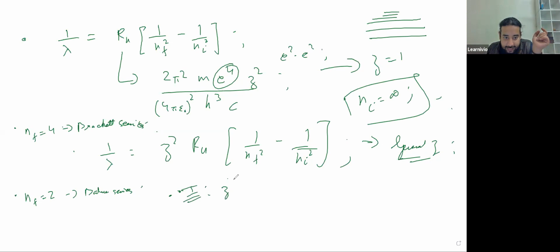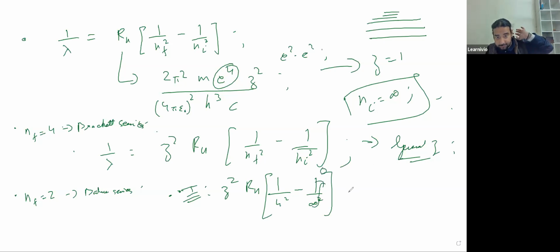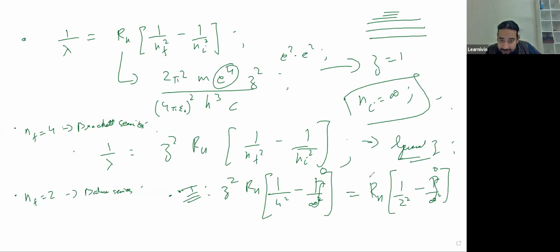Lovely. So let's take the first case. It's Z square RH multiplied by 1 by 4 squared minus 1 by infinity squared, which is just 0. This should be equal to RH multiplied by 1 by 2 squared minus 1 by infinity squared for the Balmer series, which again is just 0. So now the RH cancels out, and you have Z as the only variable in this whole equation. All of the other things are constant, so you can just calculate the Z.